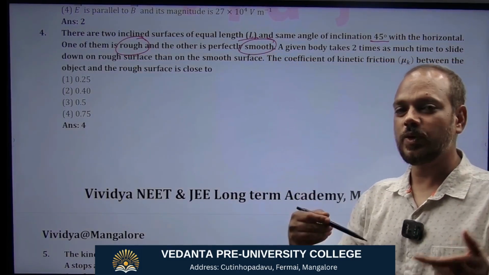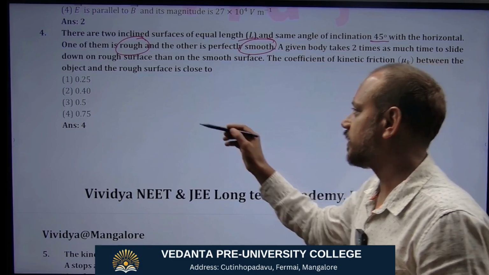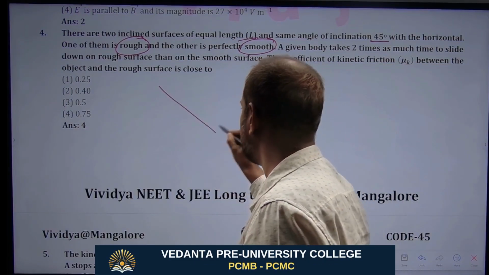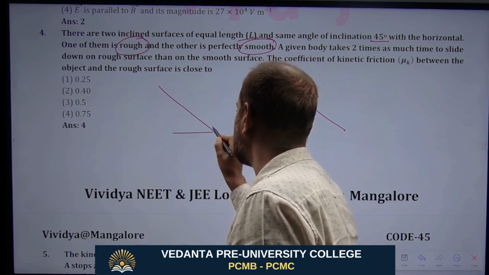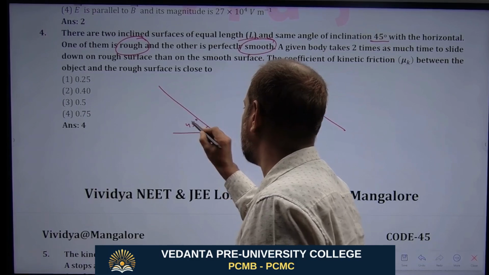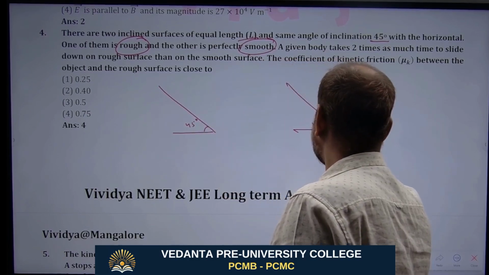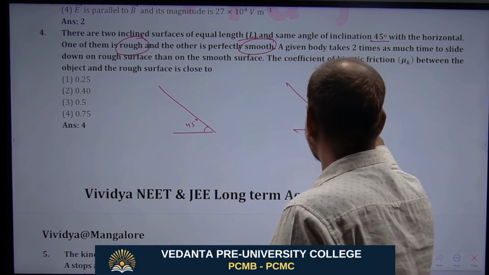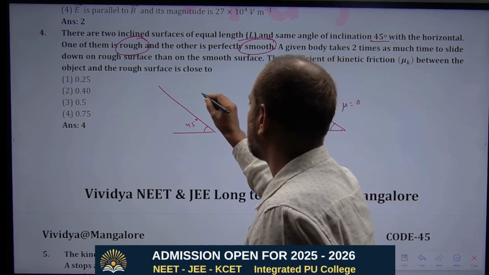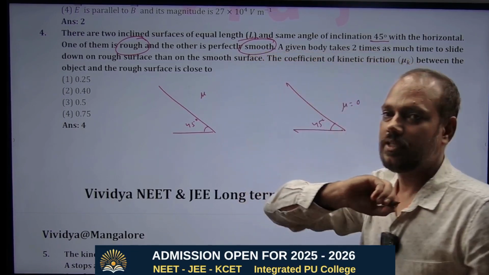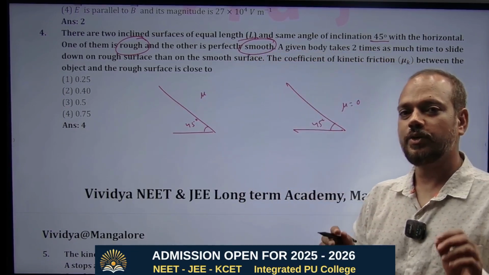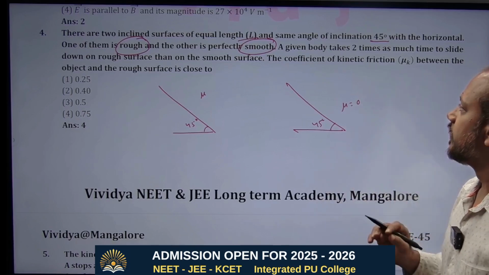So as you read this question, you start visualizing, okay, I have to consider two inclined planes. Let's say these are two inclined planes. Angles are the same, 45 degrees, 45 degrees, right? But one is smooth, mu is 0, and the other one is rough. So let us consider that the rough one has a coefficient of friction as mu, right?